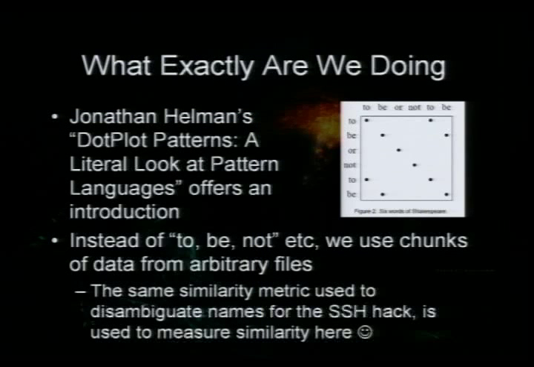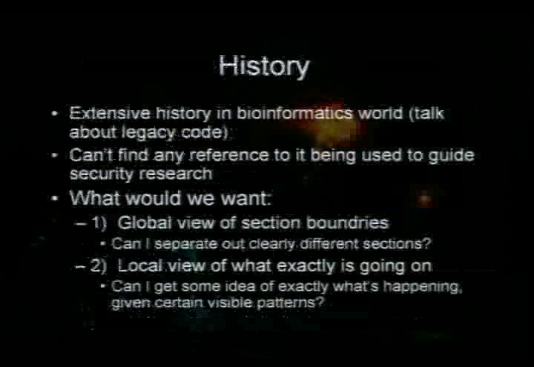Let me tell you. Jonathan Hellman wrote this thing called Dot Plot Patterns: A Literal Look at Pattern Languages. If you look at an example from Shakespeare, to be or not to be, we get this big diagonal line of similarity. To equals to, be equals be, or equals or, etc. We also get a second diagonal line from the repeat of this to be and that to be. So instead of having individual words with a single bit, whether it's the same word or different words, we use a similarity metric. Well, where did we have a similarity metric? Oh yeah, we had one when we were identifying how names were different. Well, instead of doing names, we're going to do chunks of individual files, 32-bit chunks. We're going to arrange them in the X dimension, arrange them in the Y dimension, and do a self-similar comparison. So, what does this end up looking like?